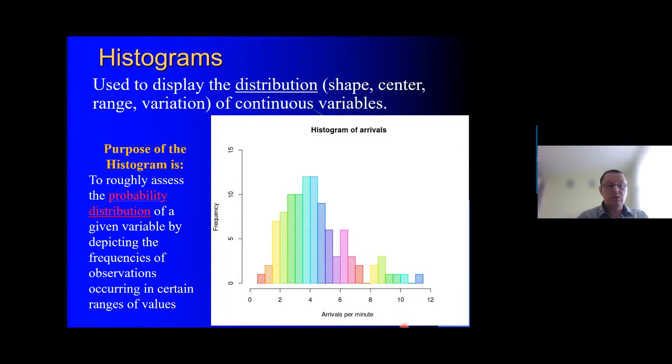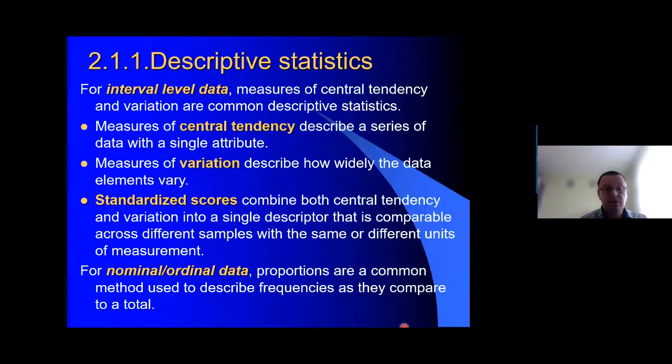Histogram is used to display distribution, or let me say shape, center, range, variation of continuous variables. Here, on the x-axis we use some intervals of measures of our independent variable, and the response provides us the frequency of observations occurring in a given range of the independent variable. Here, arrivals per minute, no matter what it is, arrivals of students to class, or patients to hospital emergency department, or airplanes to airport. So here is how frequency is shown.